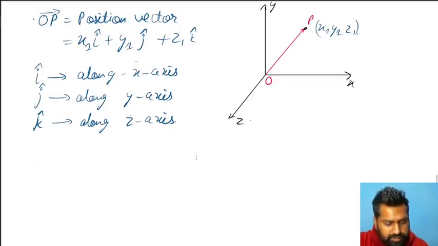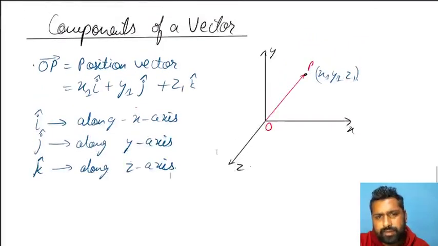So that's your position vectors. It's not necessary that you always do it in 3D. You can do it in 2D also, like x1 i cap, y1 j cap. There is no necessary condition that k cap also has to be there.